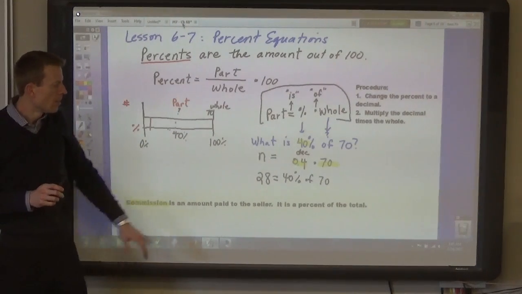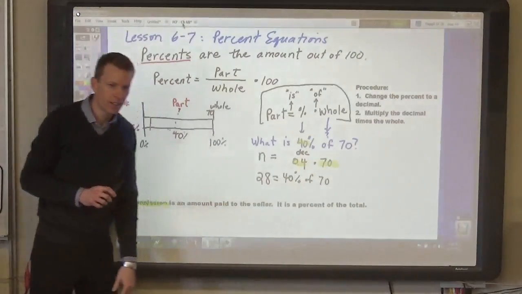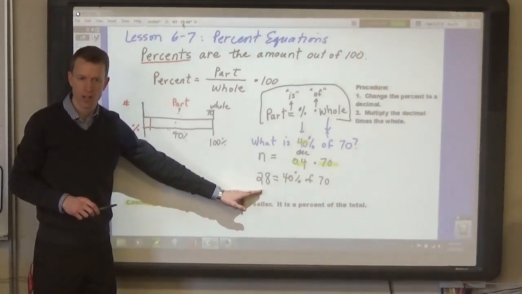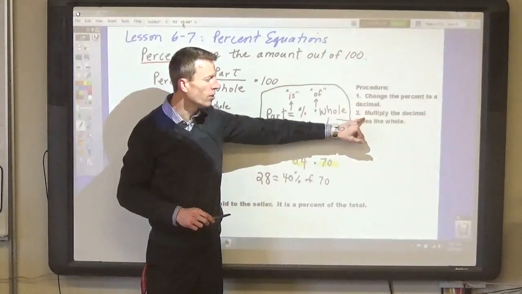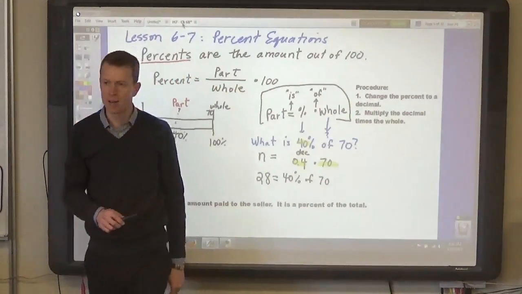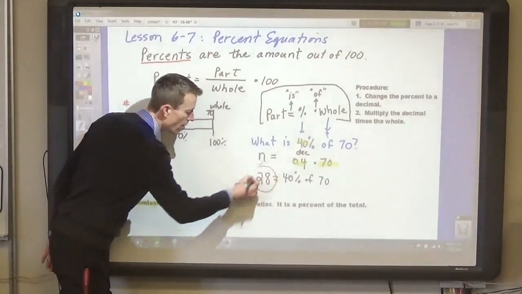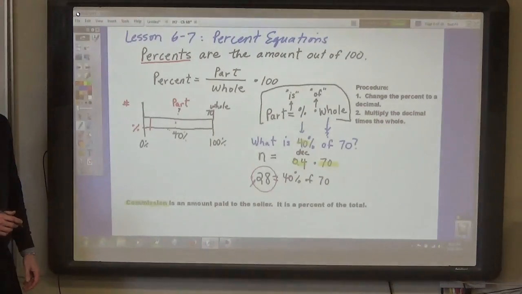Now, if we take 0.4 times 70, we will have the part in our equation. All right? So, the procedure: change the percent to a decimal, multiply the decimal form times the whole number. And what you get out of that is the part. You're finding the part. Okay?